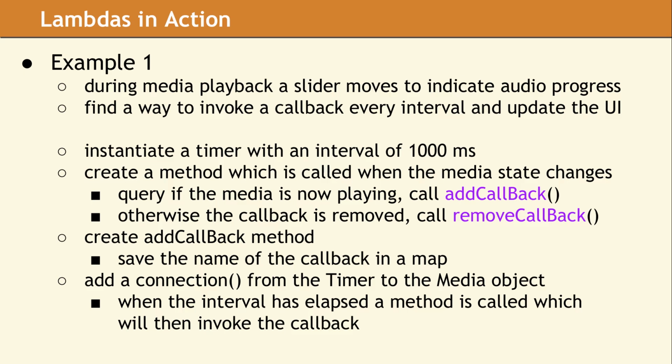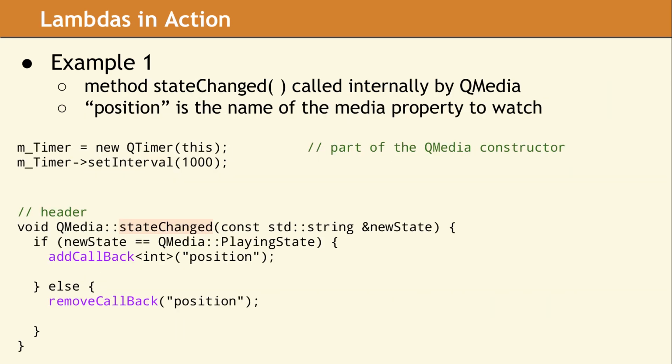Next, we set up a signal slot connection. The timer is the signal, and when the interval elapses, a method in our media object is automatically called. This is the method which is responsible for actually invoking the callback. In this code, we are only showing the relevant parts of the media constructor. The timer will be created, and the interval is set to 1 second in the constructor.